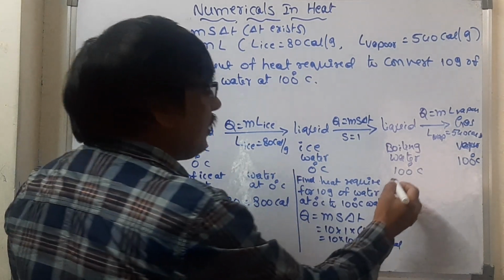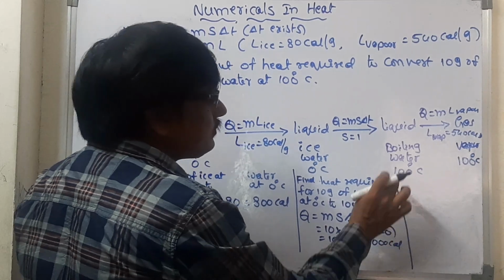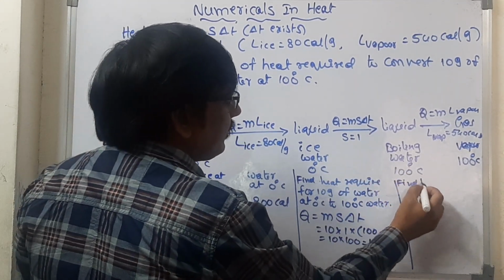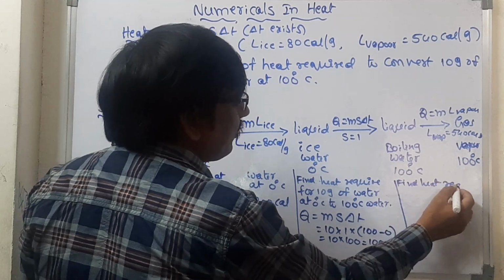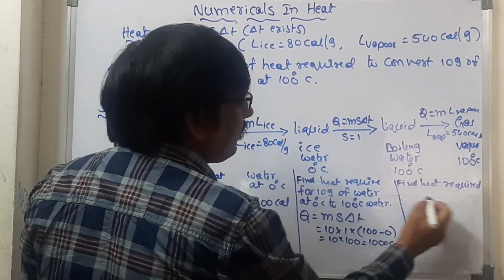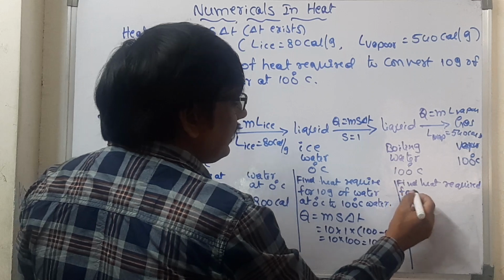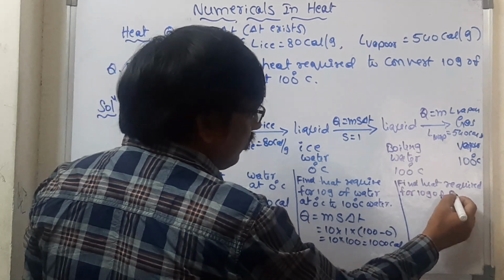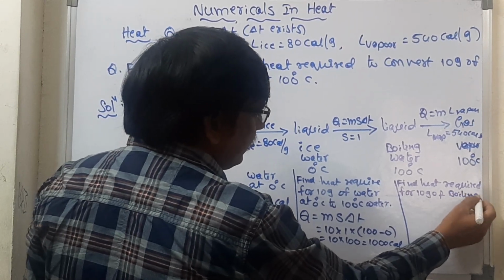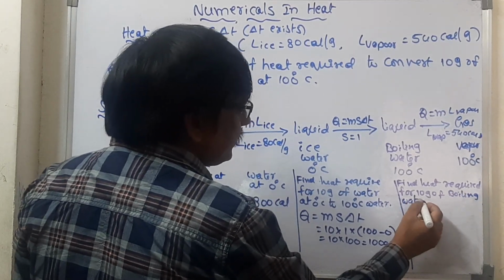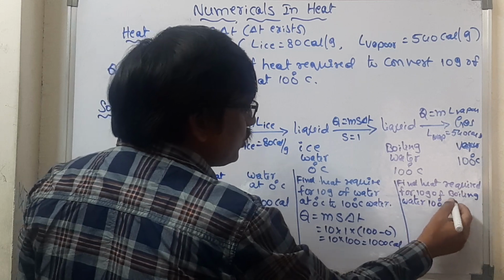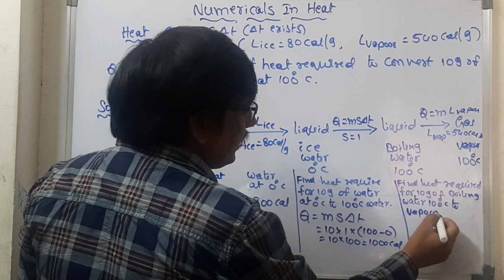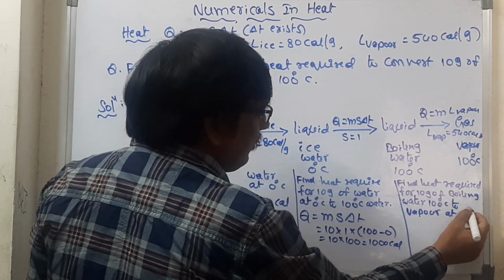And the next one, if the question asks you to find heat required for 10 grams of boiling water at 100 degrees Celsius to vapor at 100 degrees Celsius. How can we do this one?